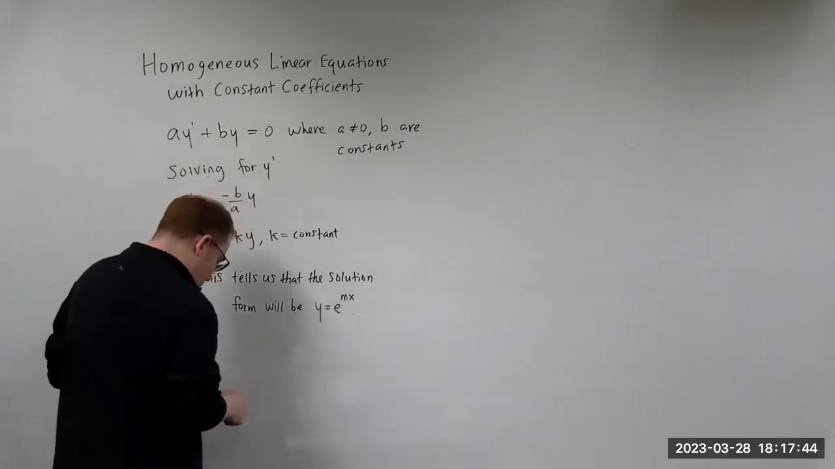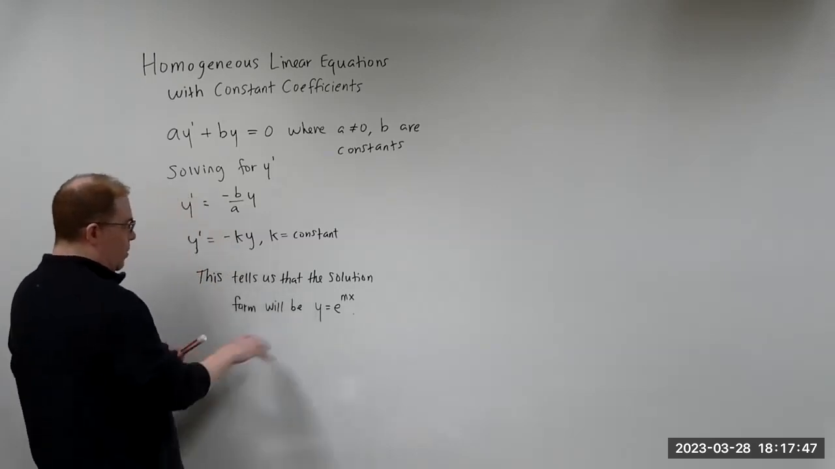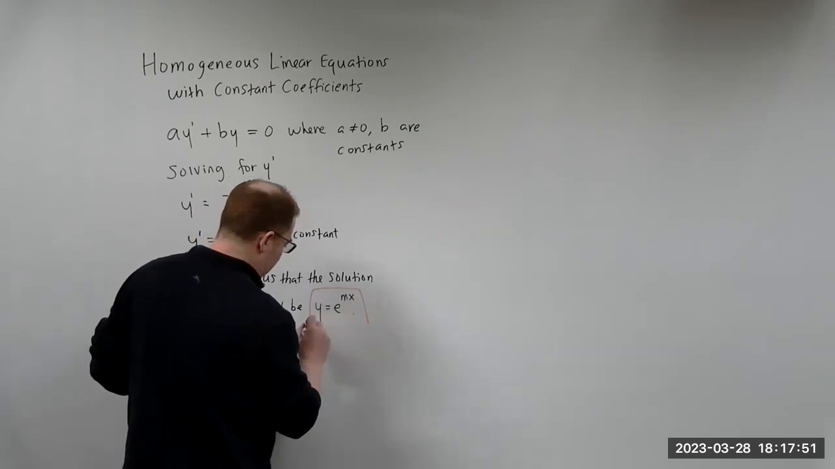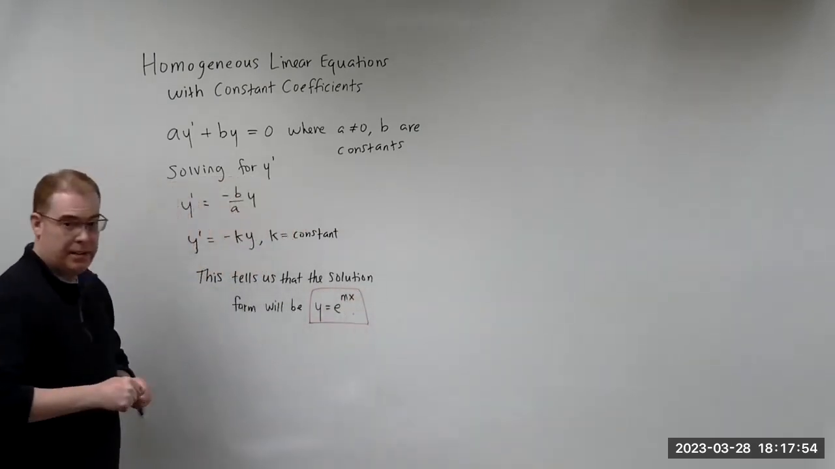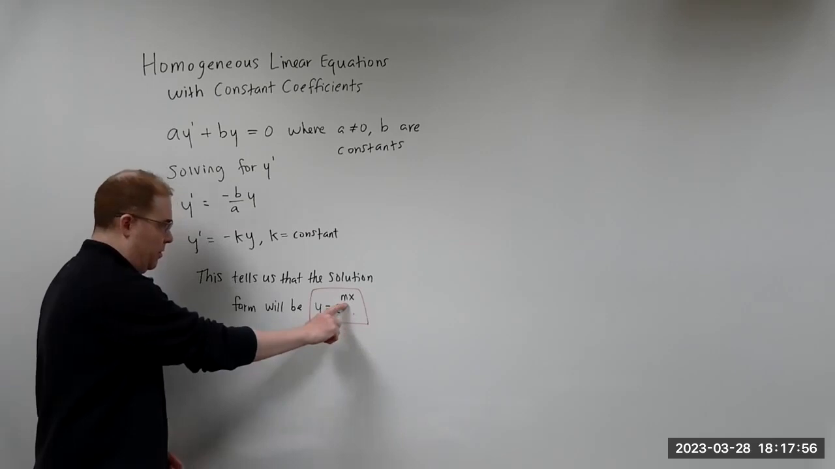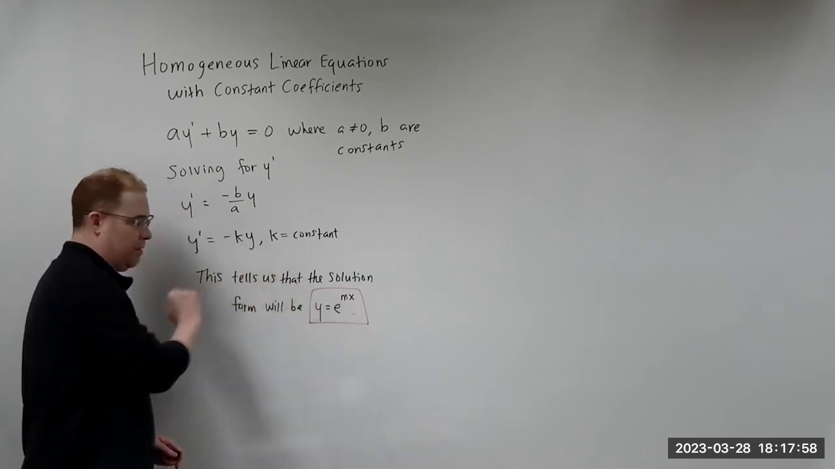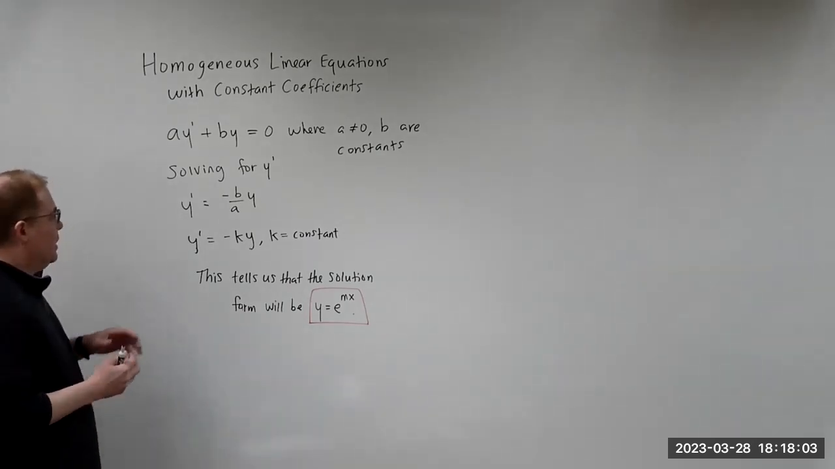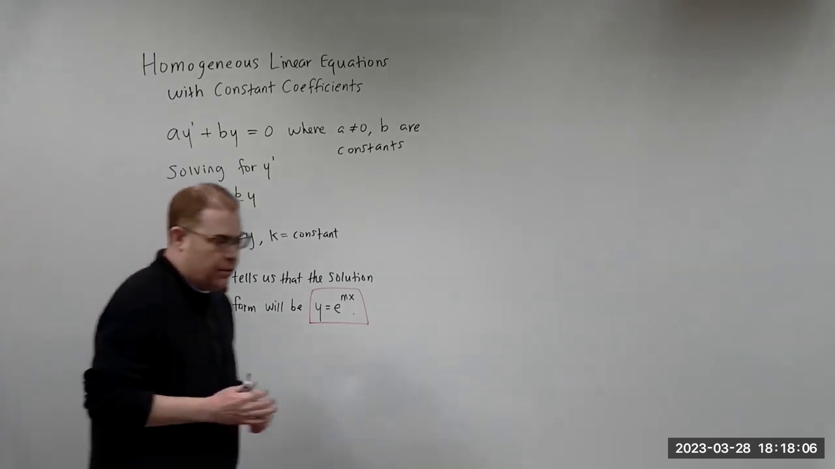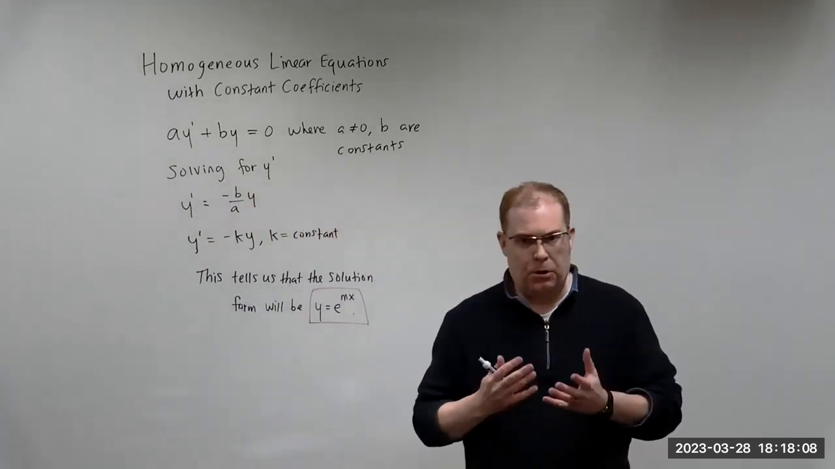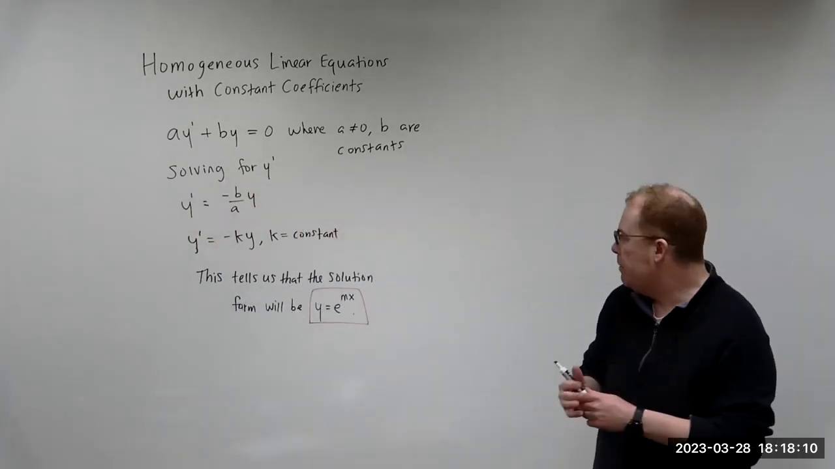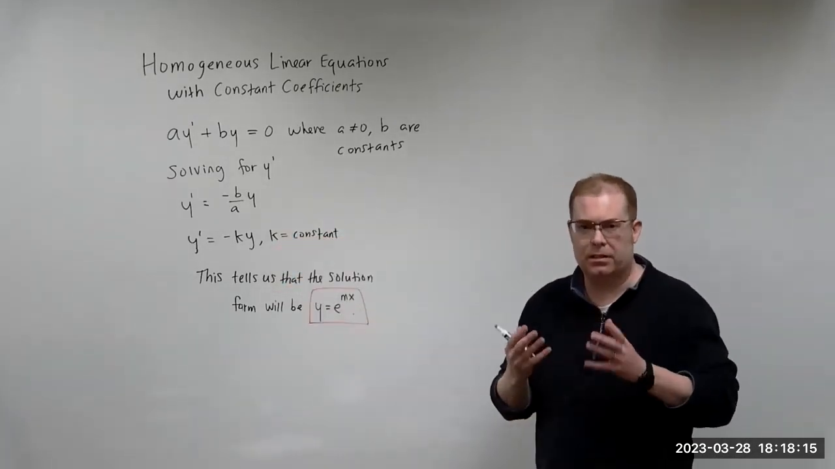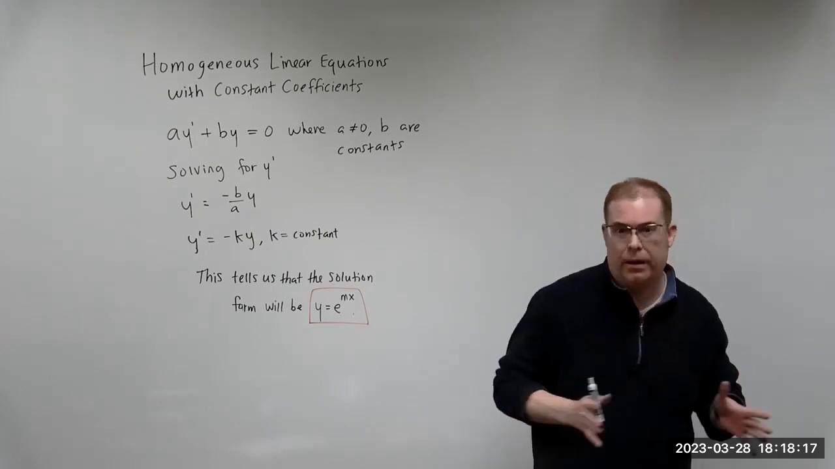Let's take a closer look at this. We know the solution will have something of this form, just because of the nature of e to the x. And we need some kind of constant here, and that's related to this constant. What we're trying to do here is using some intuitive reasoning. Just by doing a separation of variables, we can get an idea of what the solution may look like.